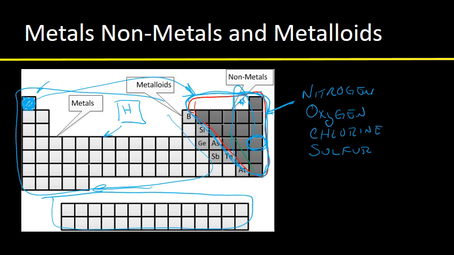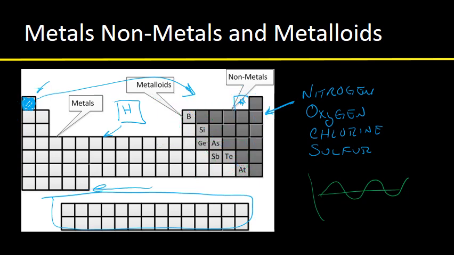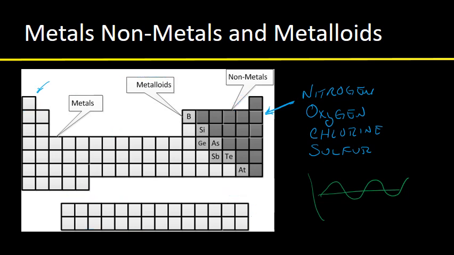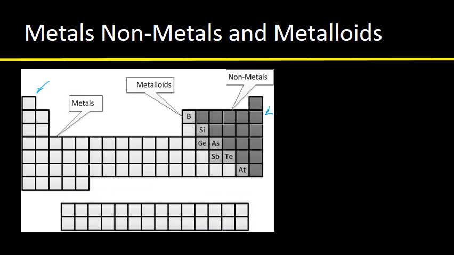And right in between, we have a group that have intermediate properties, because if you think about the periodic properties, things are gradually changing as you move across one of these periods from the metals to the non-metals. You have to have kind of a transition in between somewhere. And so that transition is this group right here called the metalloids, or sometimes called the semi-metals, right? Which basically just means they act kind of like metals, but a little bit different. They just have intermediate properties between metals and non-metals.